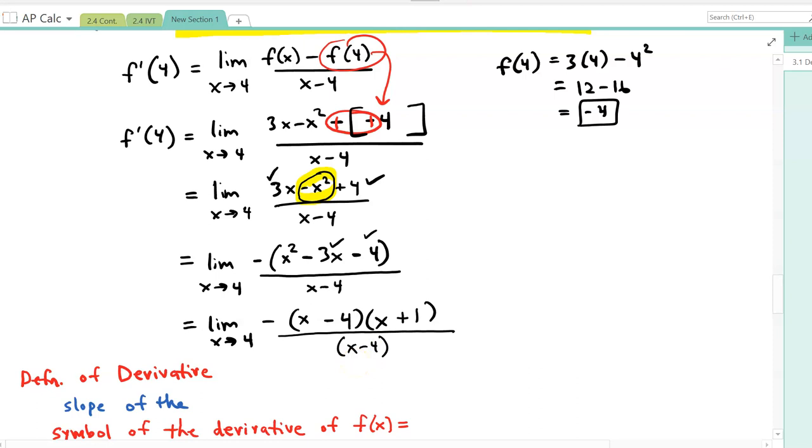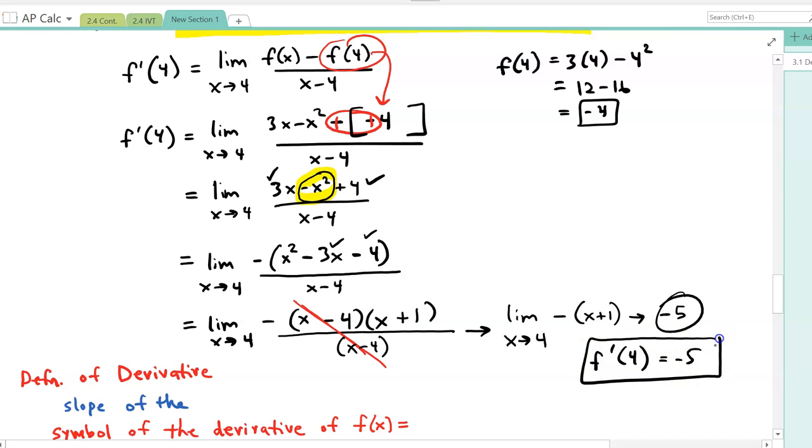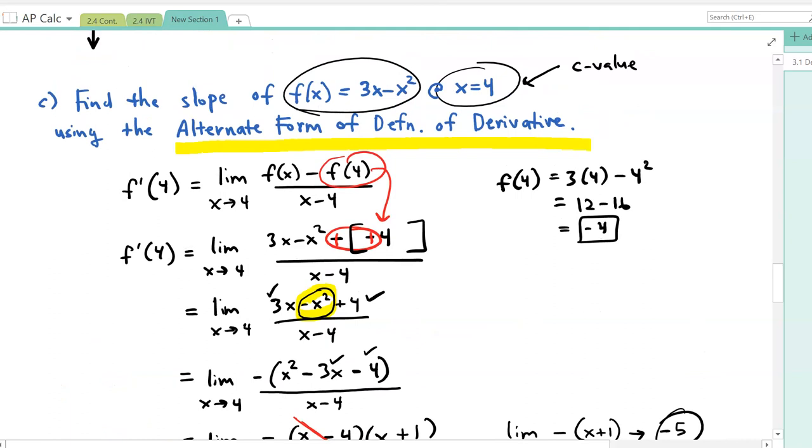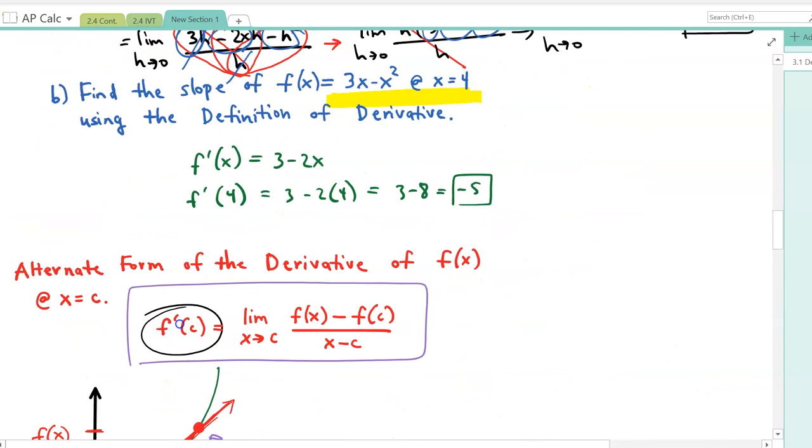Now I could remove this problem, and I end up with the limit as x approaches 4 of negative x plus 1. As x approaches 4, at this point I could do plug and chug, and I get 4 plus 1, which is 5, but that is a negative 5. And that is my answer. The derivative at 4 is negative 5, using the alternate form of the definition of derivative. And you saw that previously too, right here. Same answer, using the original definition of derivative.